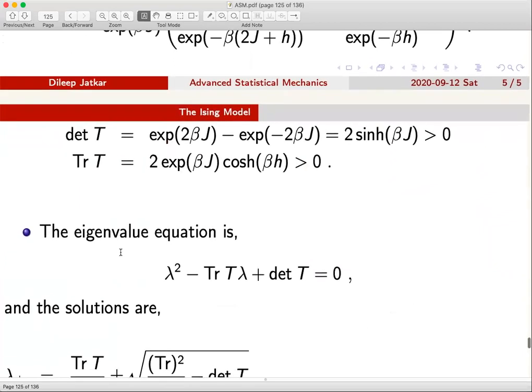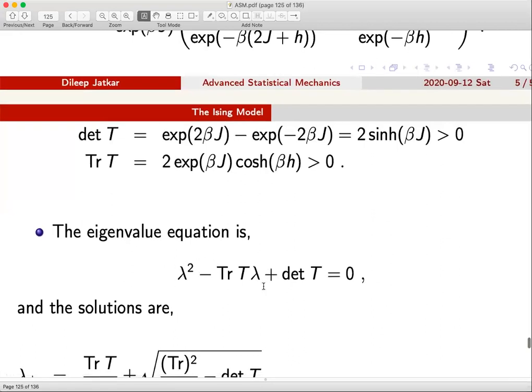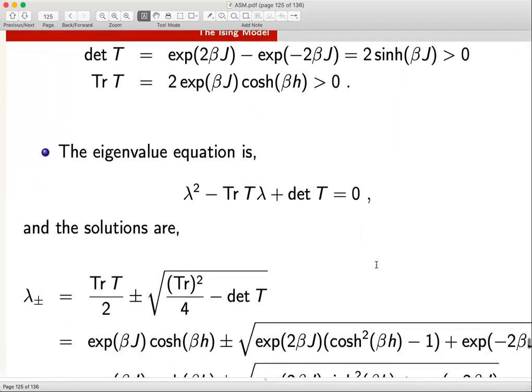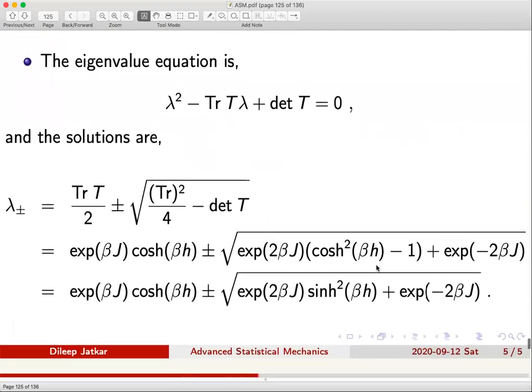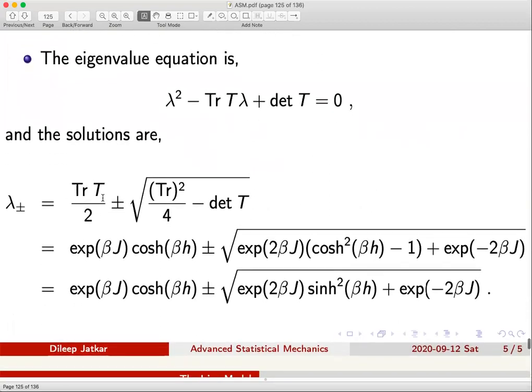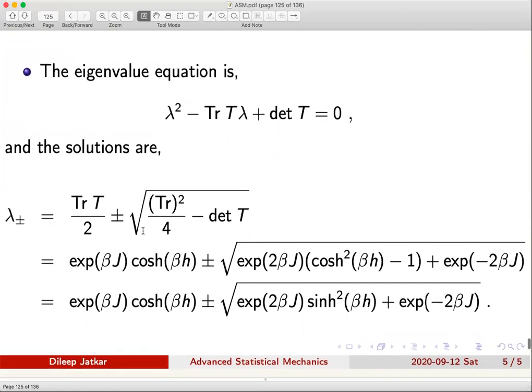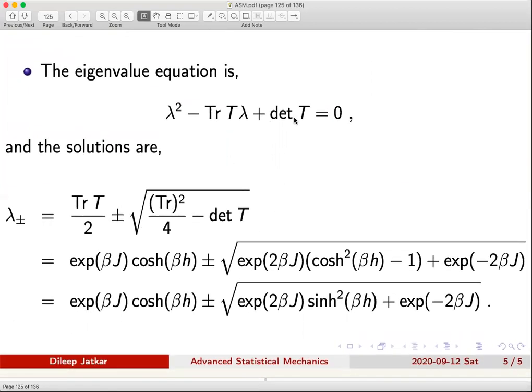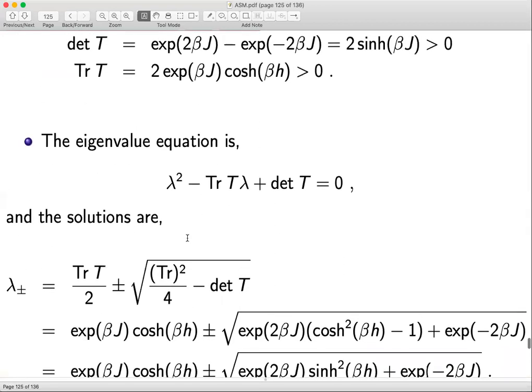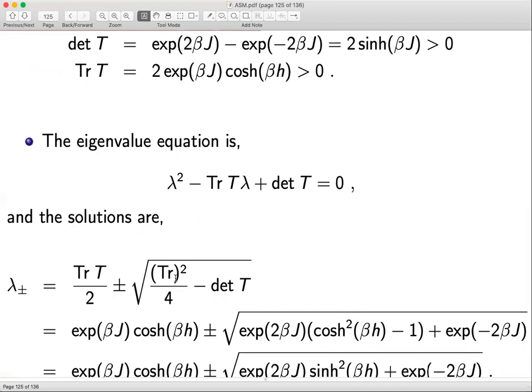The secular equation is basically lambda squared minus trace of T times lambda plus determinant of T equals 0. The answer is lambda equals trace of T by 2 plus or minus the square root of the discriminant, as in a quadratic equation. We know what the trace of T is, and we also know the determinant of T, so we just plug that in and write down this expression. Notice one thing: I should have written trace of T, excuse me.